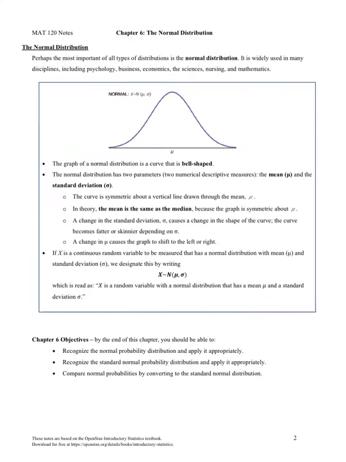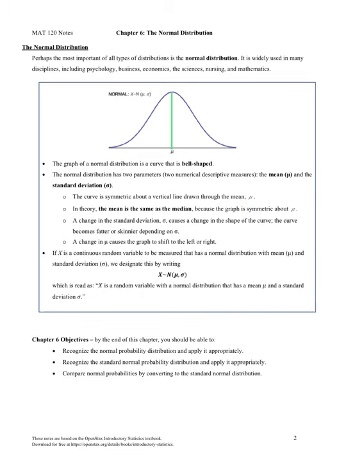Moving on to the second page of our introduction, the normal distribution. This is probably one of the most important types of distributions. The graph of the normal distribution is a curve that is bell-shaped. We have two parameters, the mean and the standard deviation. The curve is symmetric about a vertical line drawn through the mean.